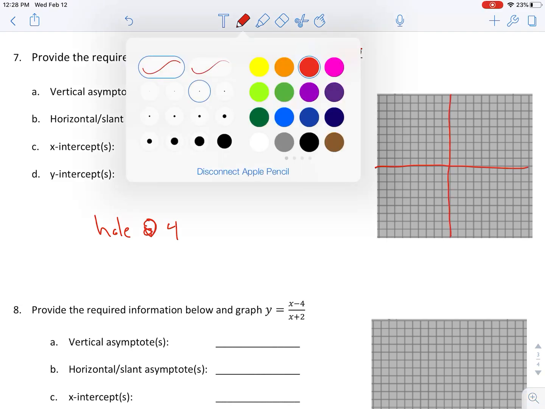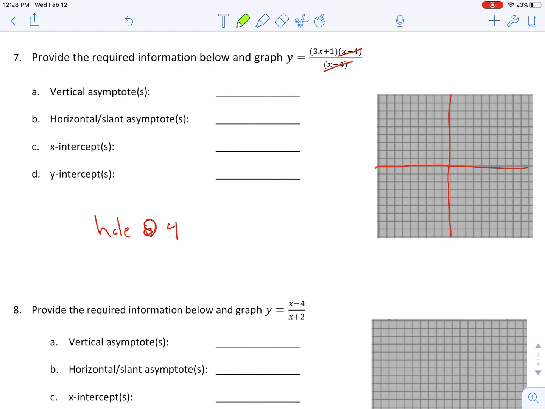So as soon as I do that, it is now simplified into a linear equation. This whole big thing now just suddenly became 3x plus 1. So I can spot my y-intercept. My x-intercept, okay. Well, it's not nice, it's right here.